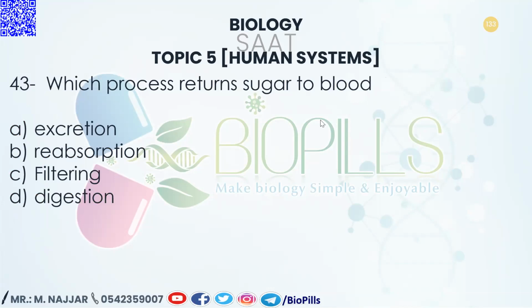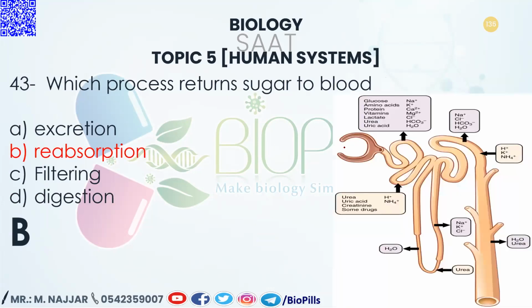Question number 43. Which process returns sugars to the blood? A, excretion, B, reabsorption, C, filtration, D, digestion. The correct answer is B, reabsorption. To be more precise, it is selective reabsorption. This is the Bowman's capsule, in which the process of filtration occurs, and right after, the components will be selectively reabsorbed according to the need of the body.